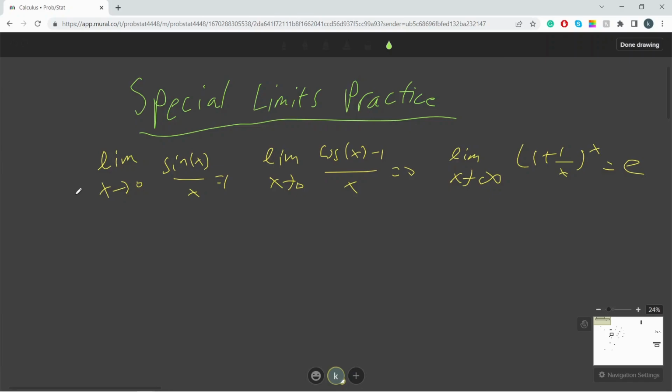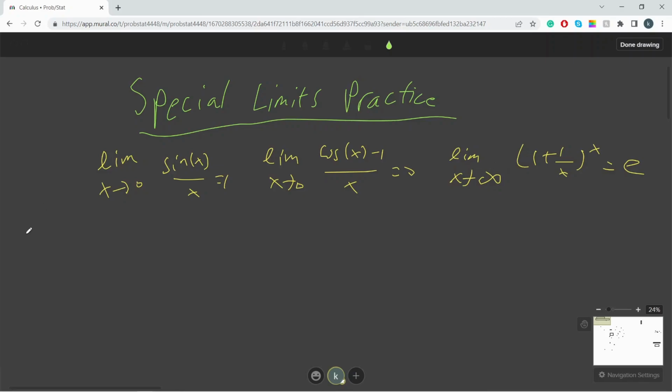So in the previous two videos, we've gone over the concept of special limits and derived the value of the limits for some special expressions. Just as a recap, we have shown that the limit as x approaches 0 of sine of x over x approaches 1, the limit as x approaches 0 of cosine of x minus 1 over x approaches 0, and the limit as x approaches infinity of the quantity 1 plus 1 over x, all raised to the x, approaches e.